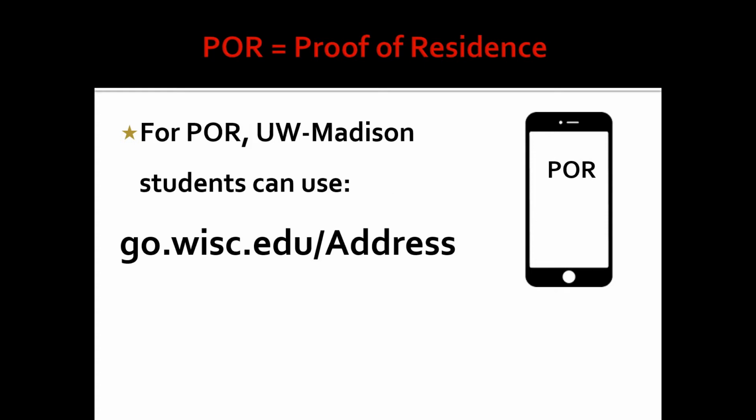An easy way to get POR is to use go.wisc.edu/address. Usually, the student will use their phone. Incidentally, this movie will present several useful links, and at the end there will be an address where you can get a list of all the links.